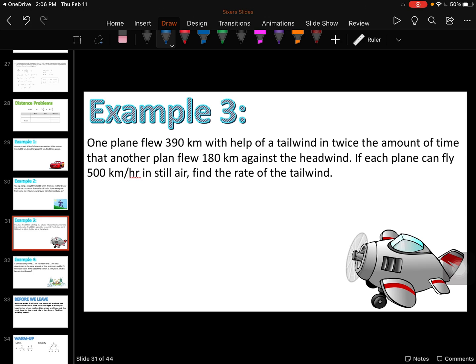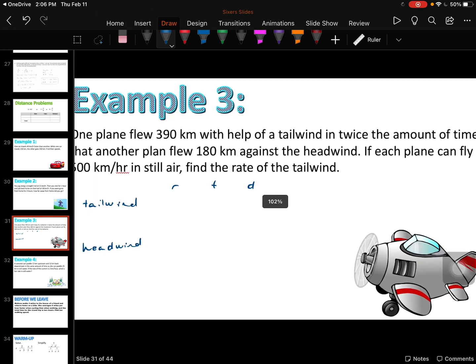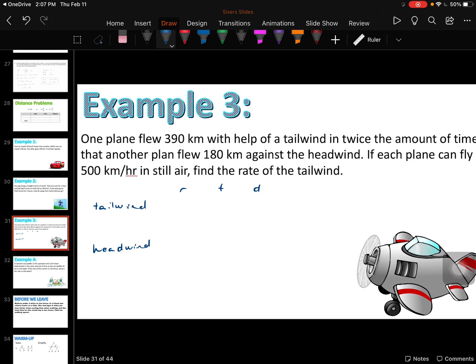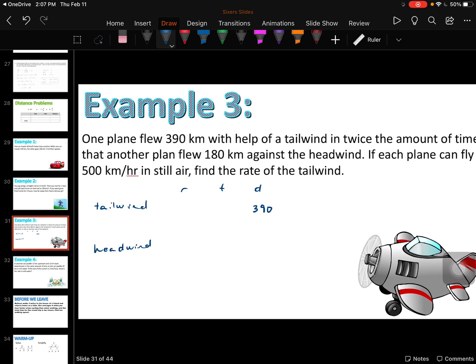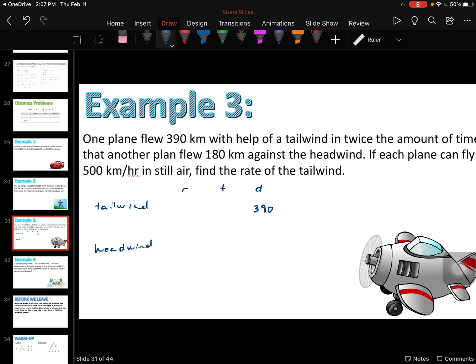So when I make my chart here, I'm going to go tailwind in the top. Doesn't matter if you go tailwind or headwind in the top, because we're talking about the tailwind and we're talking about the headwind. So for this one, we'll go rate, time, distance. And I'm going to zoom in a little bit. It says the plane flew 390 kilometers with the help of tailwind. So I'm going to put 390 for the distance so far. And then it says in twice the amount of time another plane flew 180 kilometers. So I'm going to put 180 down here.